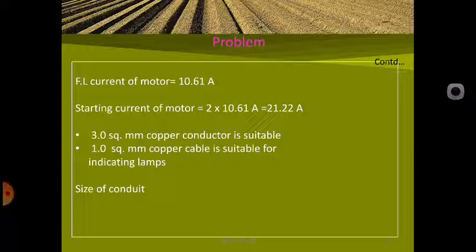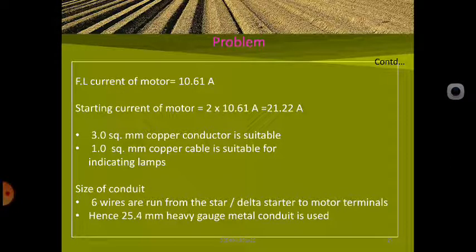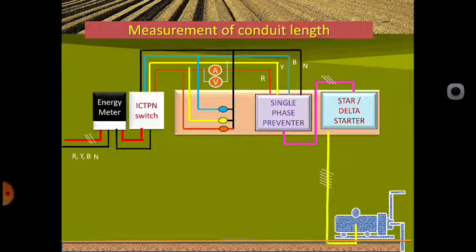Now another is the size of the conduit. The size of the conduit is decided by the 6 wires that run from the star delta starter to the motor. Here we are using the star delta starter. The star delta starter input takes 3 wires, but the output uses 6 wires from the starter to the motor. So the size of the conduit has to increase. Otherwise we can take the same common wire if it is easy to provide the 6 wires. Based on this, a 25.4 mm heavy metal conduit is used from the starter to the motor.